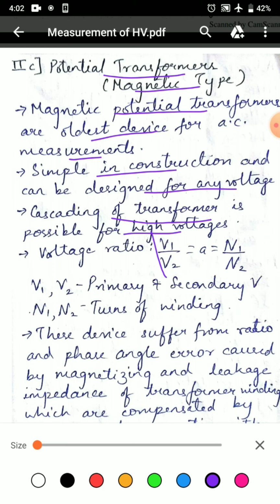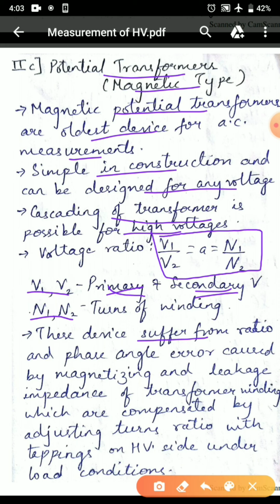The voltage ratio can be stated as V1 by V2 is equal to A is equal to N1 by N2, where V1, V2 are voltages of primary and secondary side, and N1 and N2 are turns of winding for primary and secondary side respectively. These devices suffer from ratio and phase angle error caused by magnetizing and leakage impedance of the transformer winding, which are compensated by adjusting turns ratio with tappings on the high voltage side under load conditions.